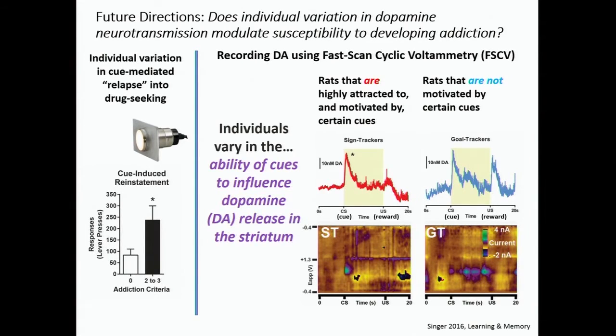So, you know, the details aren't important, but you can imagine that if the ability of cues to influence dopamine signaling in real time differs across individuals, these rats here probably have differently functioning dopamine when they're behaving and when they're undergoing or see some sort of stimulus that might provoke relapse. Okay?